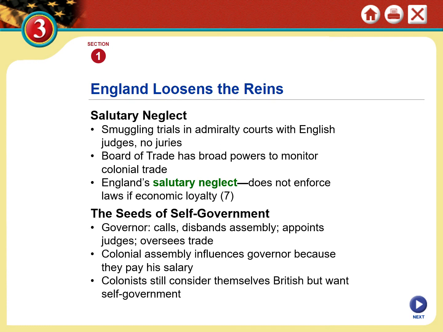And the Colonial Assembly would be the group that would influence the governor, because they were the ones that, after all, paid his salary. Now, the colonists, up until 1776, considered themselves British. British culturally, British politically. They were singing "God Save the King" just as much as anyone else. But they wanted self-government, because after all, they were separated by 10,000 miles of ocean.